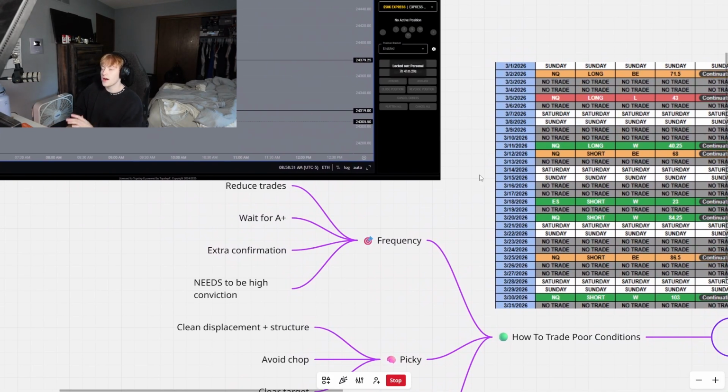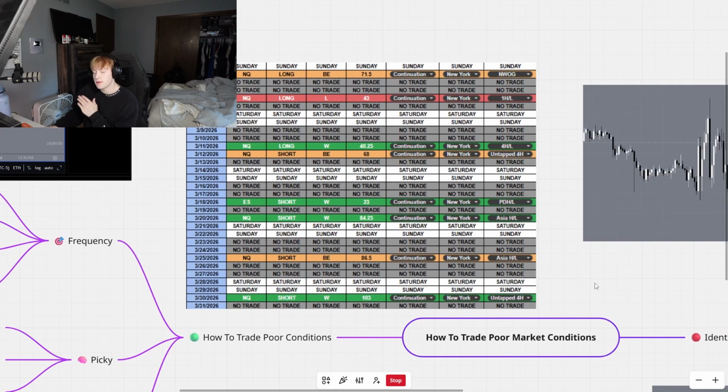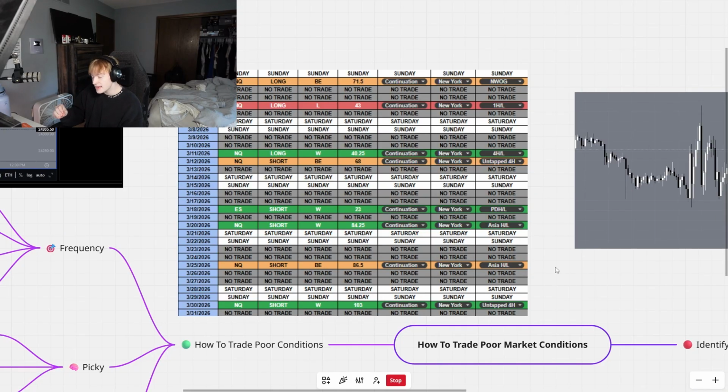The first thing right away is to reduce your trading frequency. This is a screenshot from my spreadsheet of March. I took one loss and I took very few trades. There was not a single week where I took more than 2 trades. And as you can see, some weeks I only took 1 trade. But the best thing that you can do is, number one, wait for more confirmation and reduce your frequency.